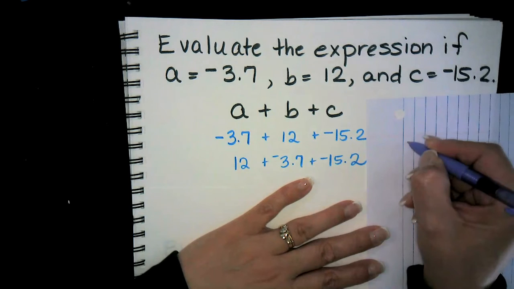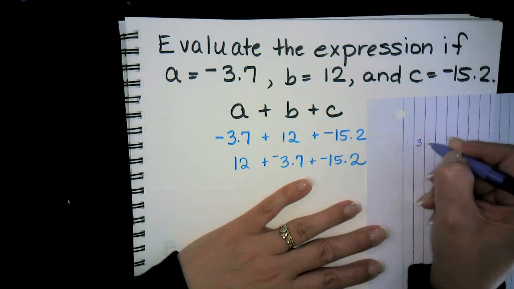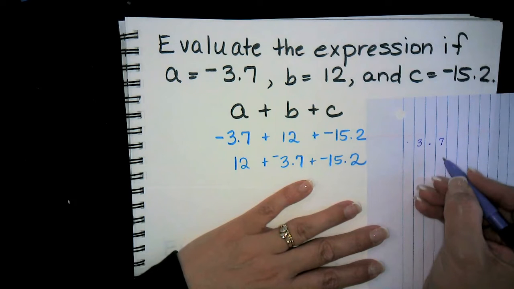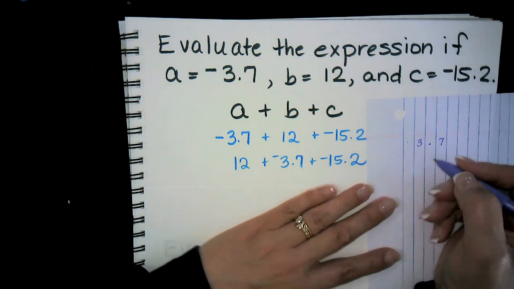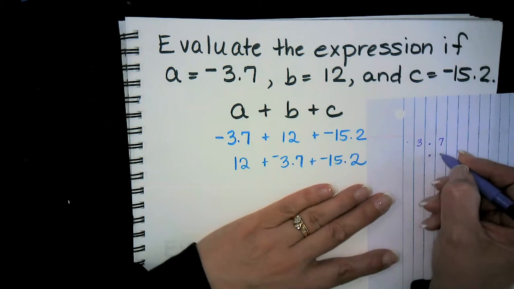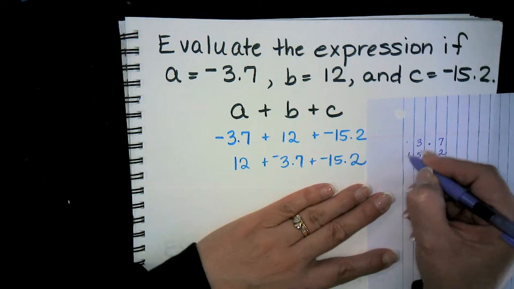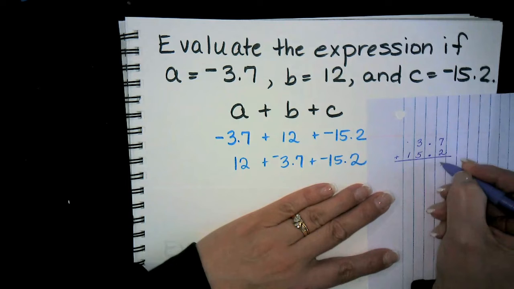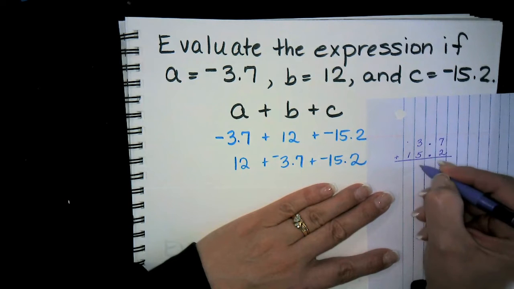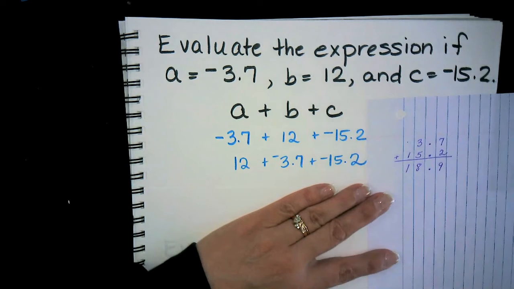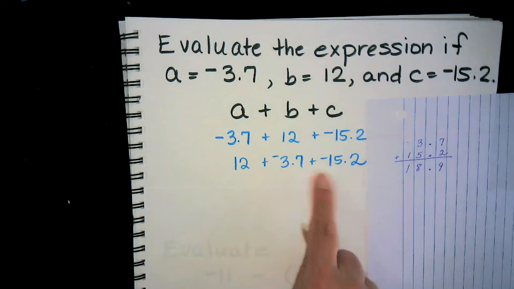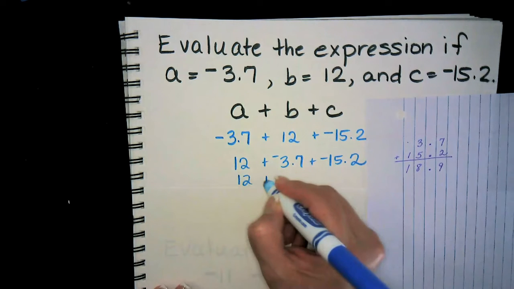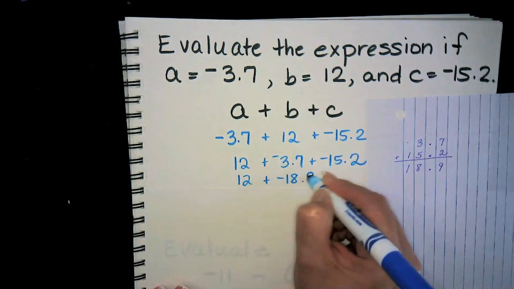So let me line up my 3.7. If you've seen any of my previous videos, you will remember that I'm putting a number in each column. And I'm making sure when I put the 15.2 that I put the decimal place in the same column. And then I'm going to add them together. Okay, 7 plus 2 gives me 9. 3 plus 5 gives me 8. So I've got 18.9. Now remember, these were negative, so I know that I'm going to have negative 18.9.